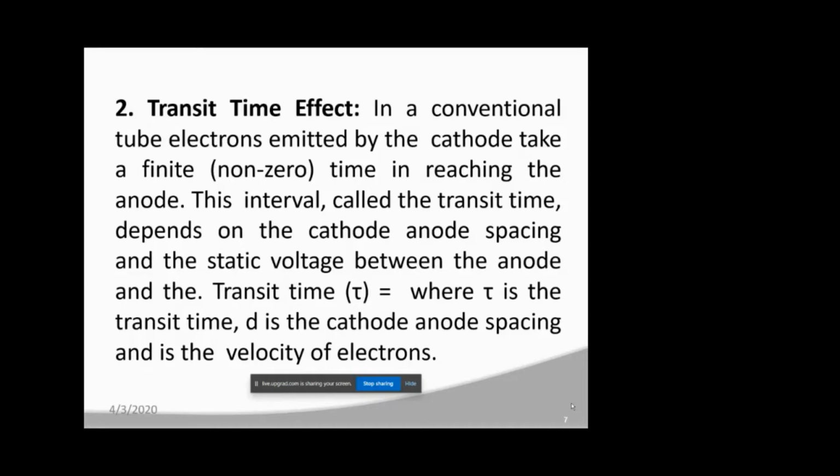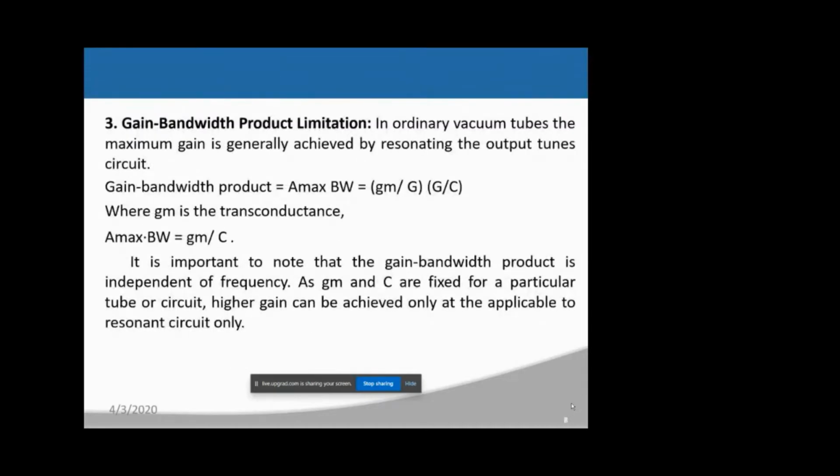Now the third one is the gain bandwidth product limitation. In ordinary vacuum tubes, the maximum gain is generally achieved by resonating the output tuned circuits. The gain bandwidth product is given by Gm by C. It is important to note that the gain bandwidth product is dependent on frequency. As Gm and C are fixed for a particular tube or circuit, higher gain can be achieved only with a resonant circuit.